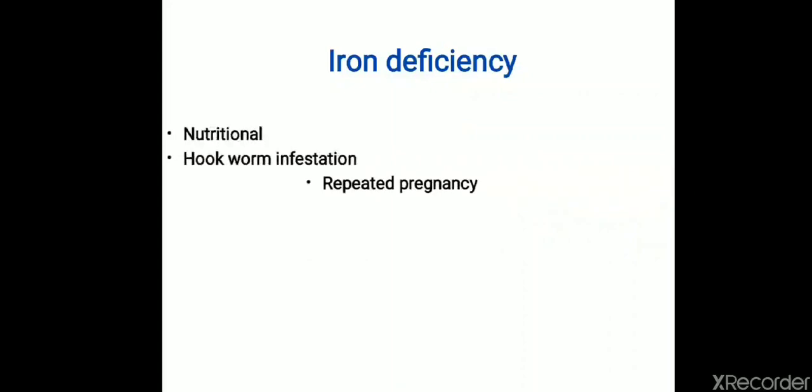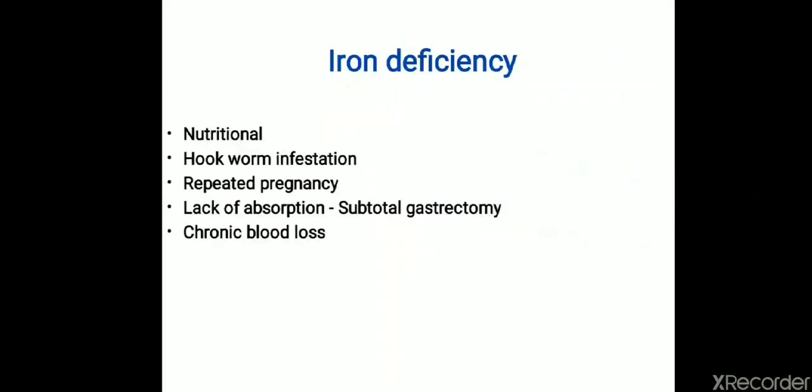And regarding iron deficiency, these are the different causes. The first one is nutritional deficiency. Dietary deficiency of iron rich food items produces iron deficiency. The second is hookworm infestation, repeated pregnancy, defective absorption of iron, and chronic blood loss. All these produce iron deficiency.